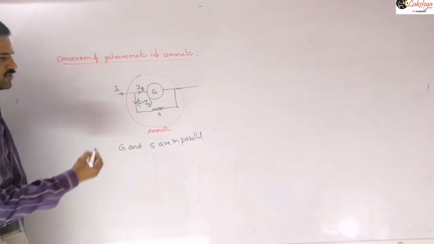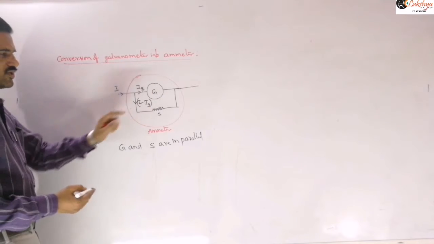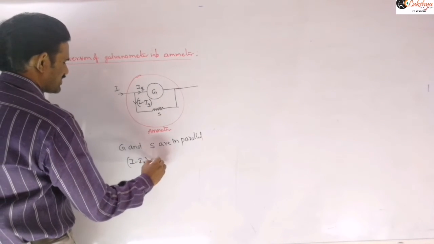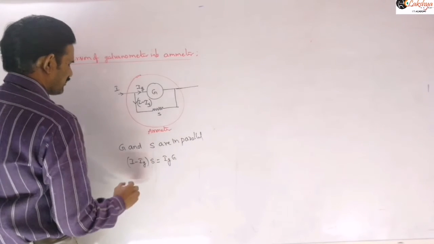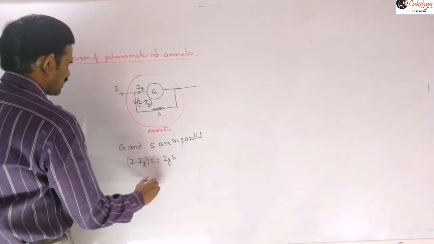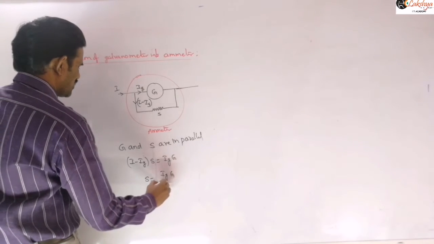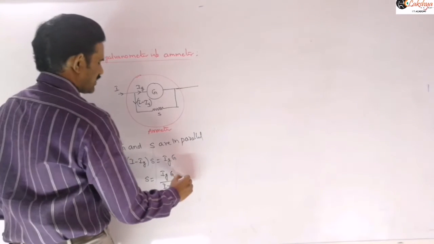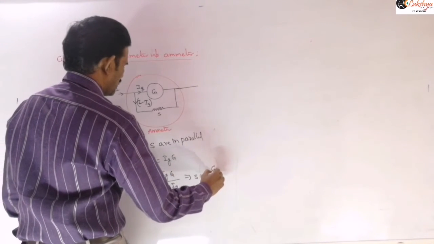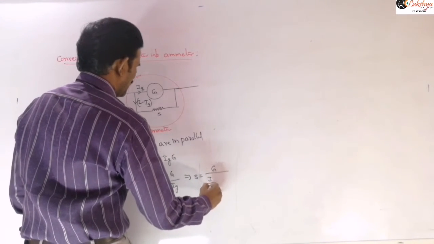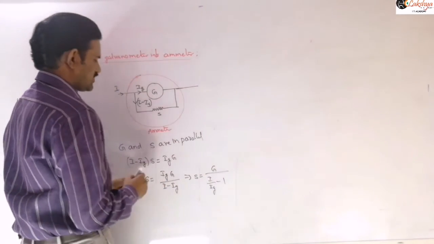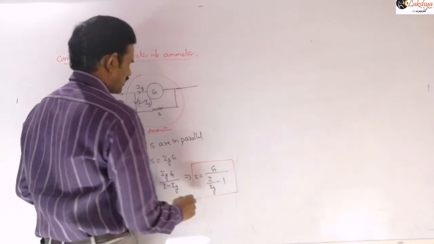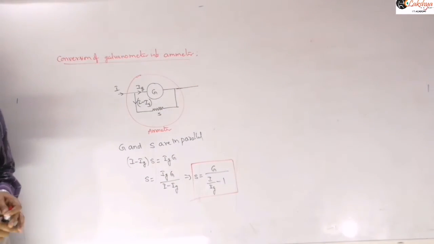Then the principle for deriving the shunt resistance required is that these two are in parallel, so you can balance the potential difference. So (I minus Ig) into S is equal to Ig into G. Therefore the S value we require is Ig into G by (I minus Ig). Generally we express the same expression as G by (I by Ig minus 1). So this is a way of expressing the shunt resistance formula. Generally we express it like this: S is equal to G by (I by Ig minus 1).